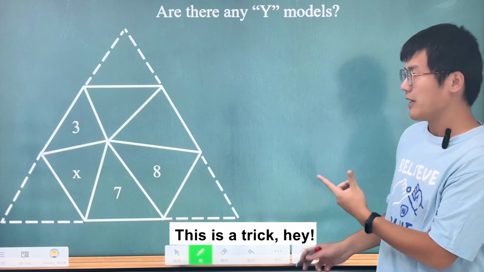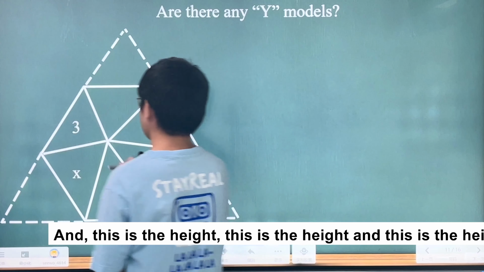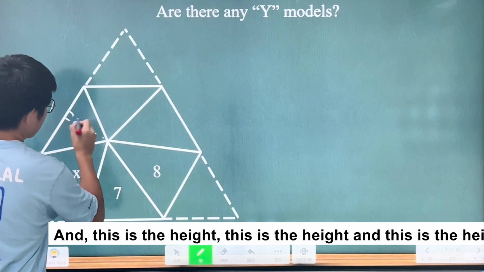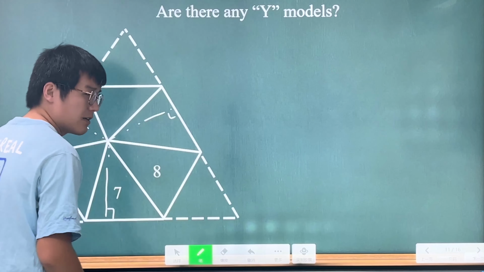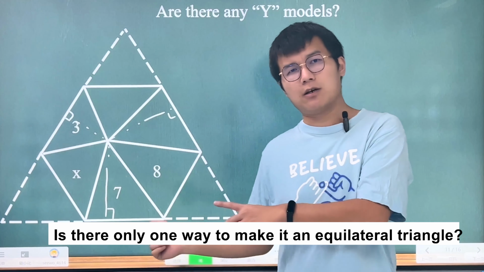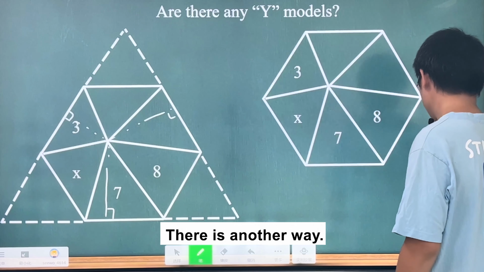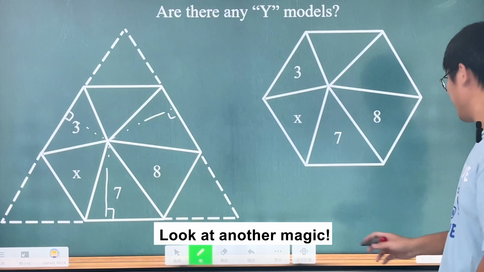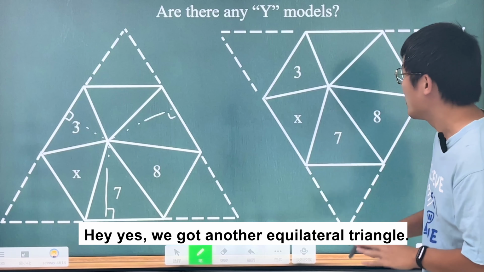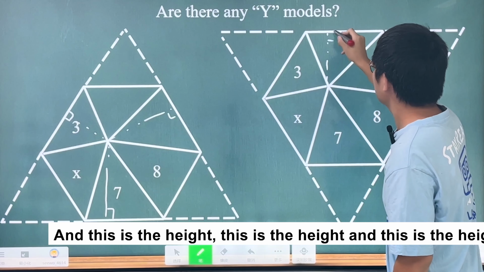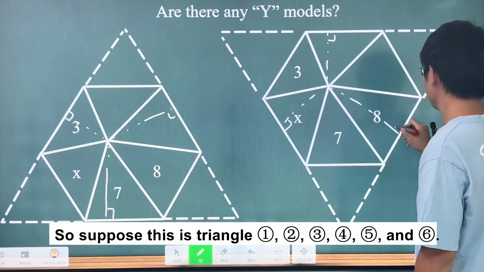This is a trick. This is an equilateral triangle. This is a point, and this is the height. This is the height, and this is the height. Is there only one way to make it an equilateral triangle? Certainly not. There is another way. Look at another magic. Yes, we got another equilateral triangle. And this is the height. This is the height, and this is the height.